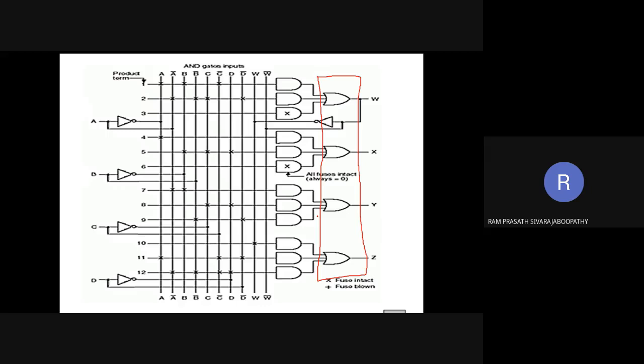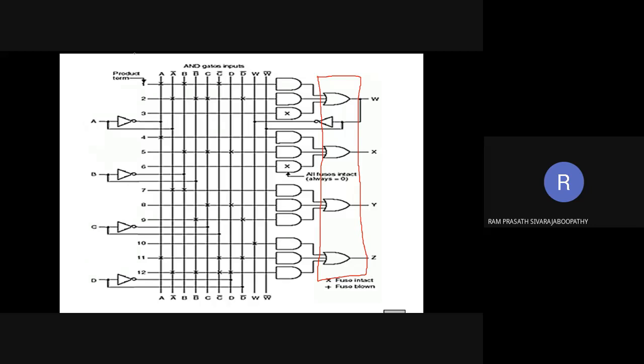How is the size chosen? That depends on the maximum number of product terms available in the output functions. See, if any output function has more than 3 AND terms, more than 3 product terms, what should we do with the size? 4. Okay, so 4 inputs must be there in the OR gate. Based on that only, we have to choose the size of the PAL.